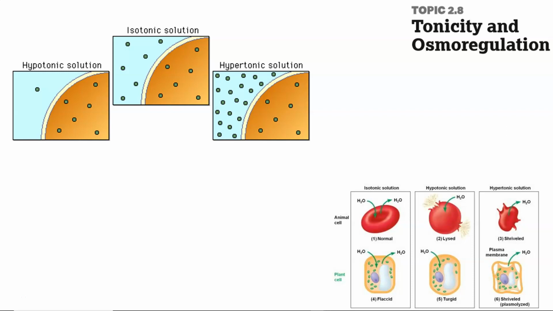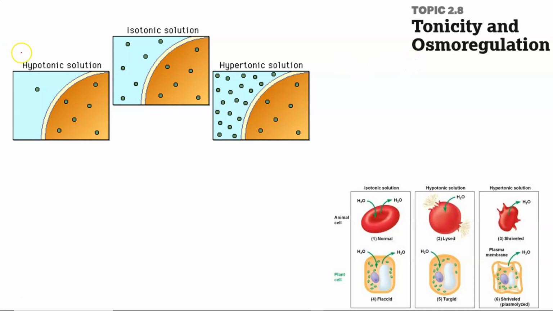Okay, so moving on to the next unit here, topic 2.8, tonicity and osmoregulation. Osmoregulation is the way that organisms like to maintain certain levels of water outside of their cells and certain levels of water inside of their cells. So let's go ahead and take a look.